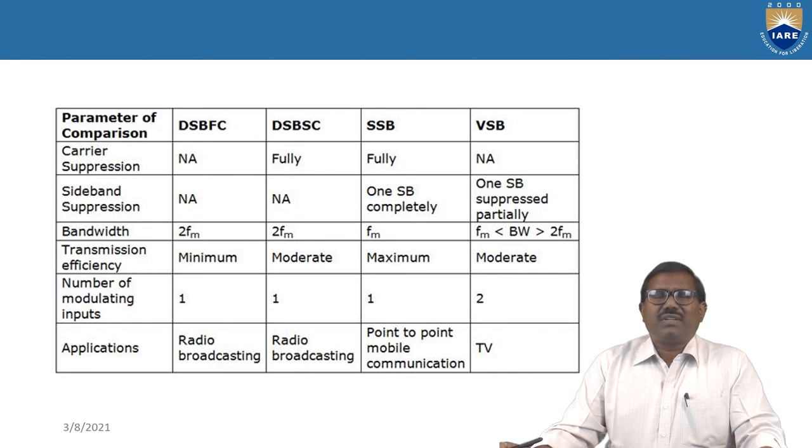And the applications. One is radio broadcasting, that is standard AM. DSB also radio broadcasting. And SSB is used for point-to-point mobile communication. Whereas VSB is for video signals, that is nothing but our TV.